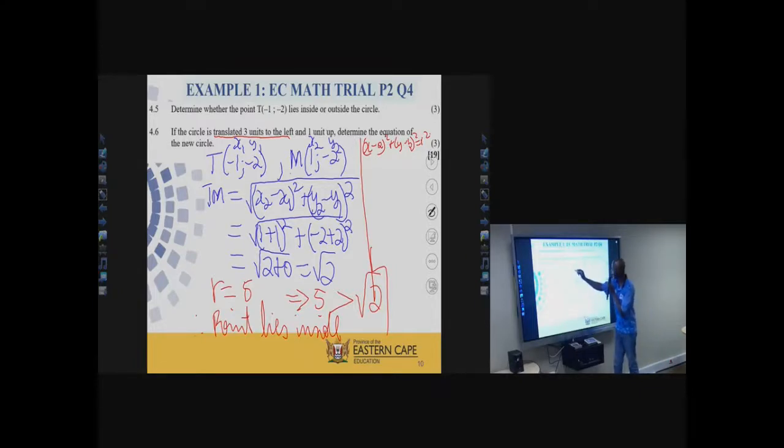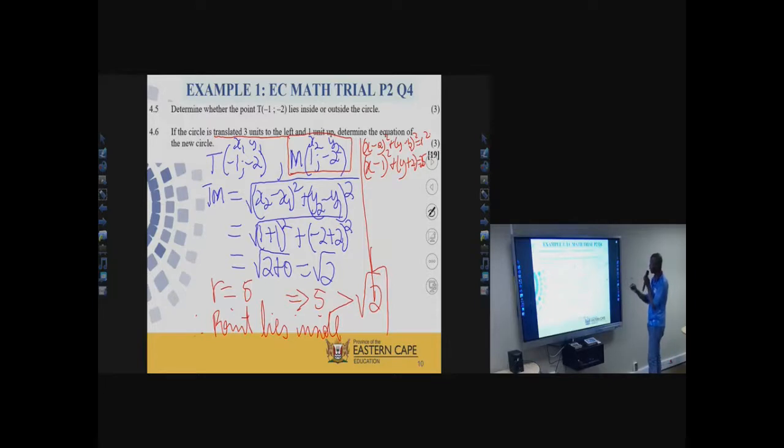And the fact that the center is negative 1 and 2 simply means that the equation was x, I will change that sign, minus 1 all squared plus y, I will change that sign, plus 2 is equal to, but because we're told that the radius is 5, which means that it's 25 actually. If the radius is 5, it means r squared is 25, so that should be the equation.